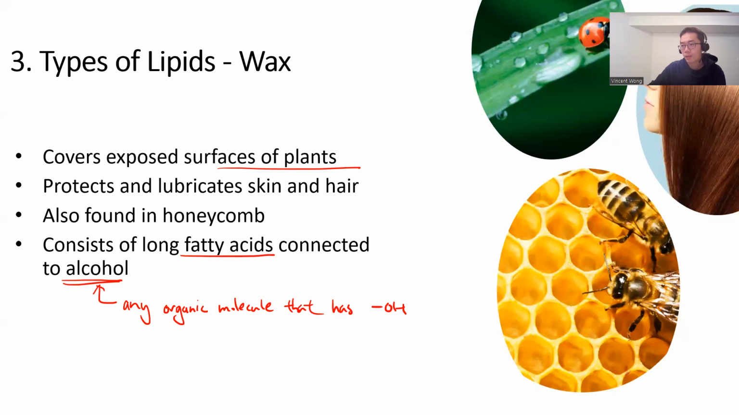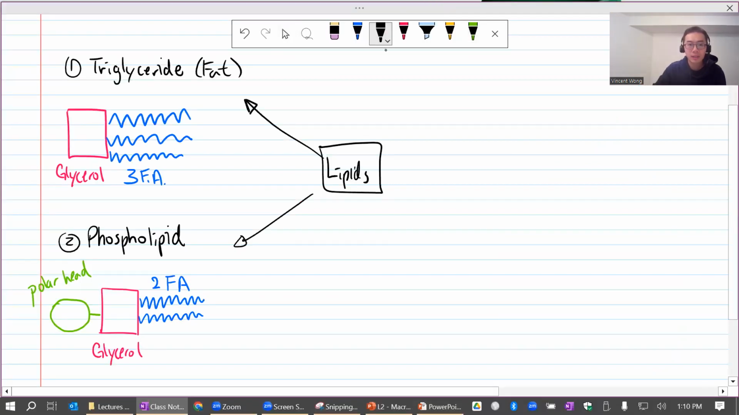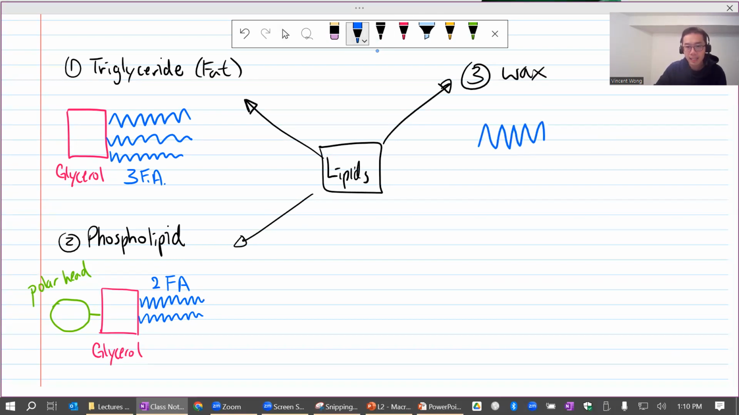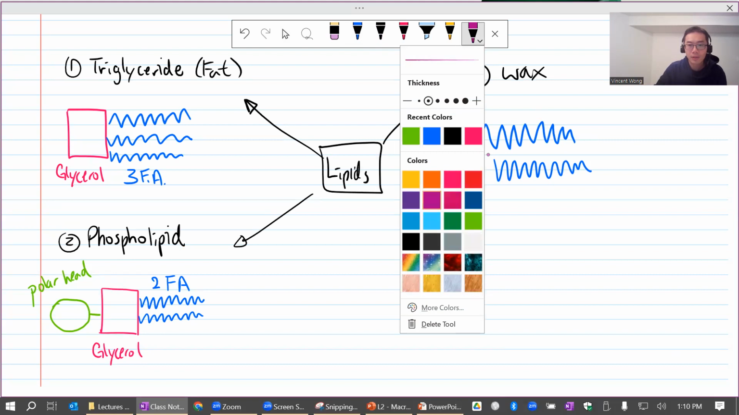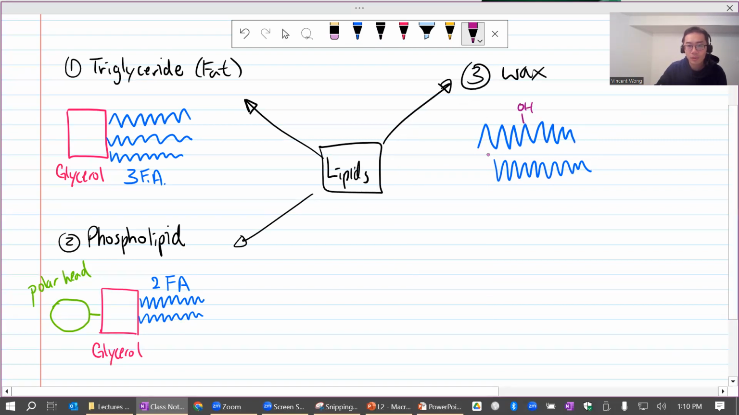Okay, so if we go back to our summary here, number 3 is wax. It's basically fatty acids, okay, with some alcohol, right? Alcohol just means OH. Okay, like some OH here and there. Of course, this is an oversimplification, but that's basically what it is.